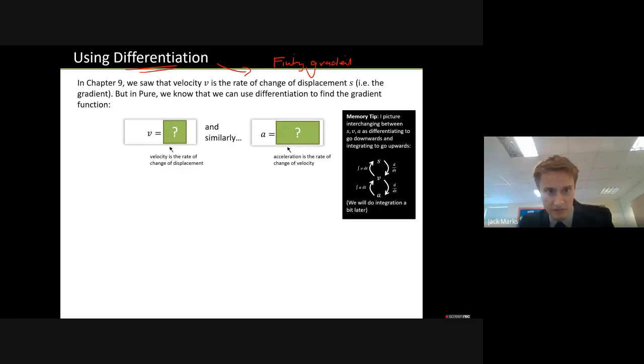So velocity, remember, is how displacement changes over time. So if you differentiate displacement with respect to time, you'll get velocity. You'll get an equation in velocity when you used to have one in displacement. And if you differentiate velocity with respect to time, you'll get acceleration. Or another way to think of that is if you differentiate displacement twice.